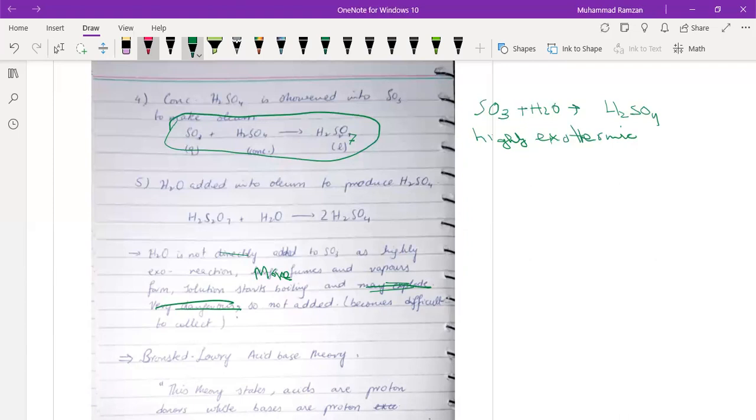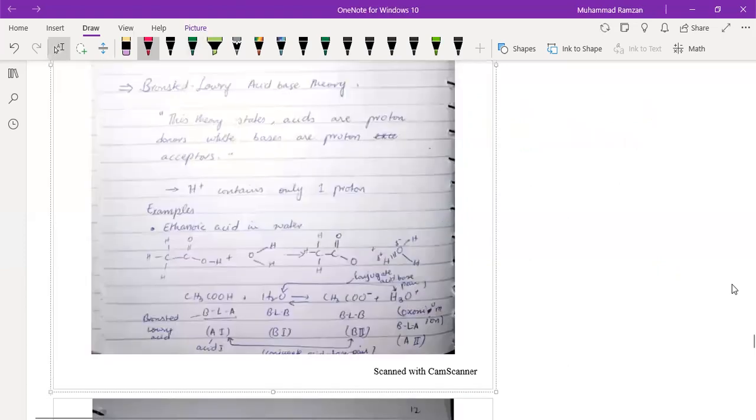Next is Bronsted-Lowry acid-base theory or concept, you say. Bronsted-Lowry acid-base concept. Now look, please. This theory states acids are proton donors while bases are proton acceptors.